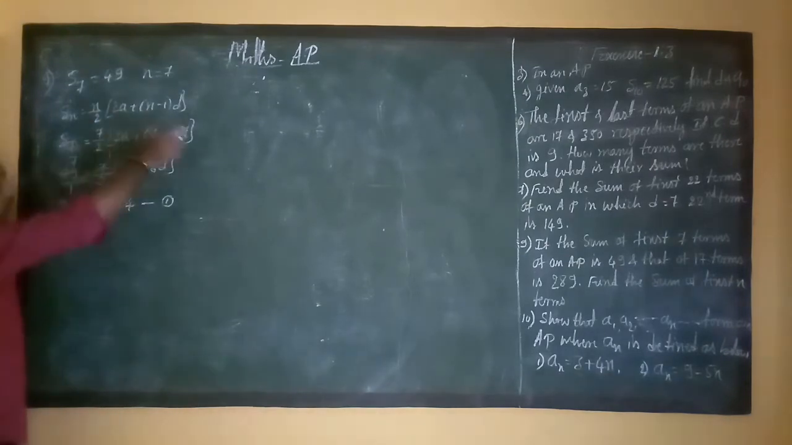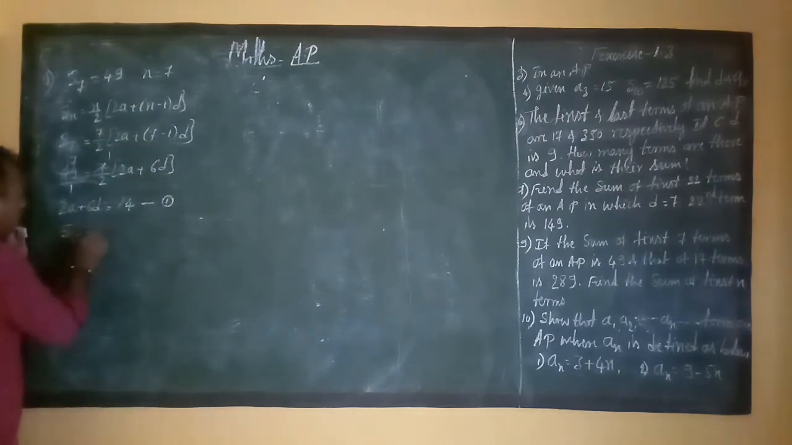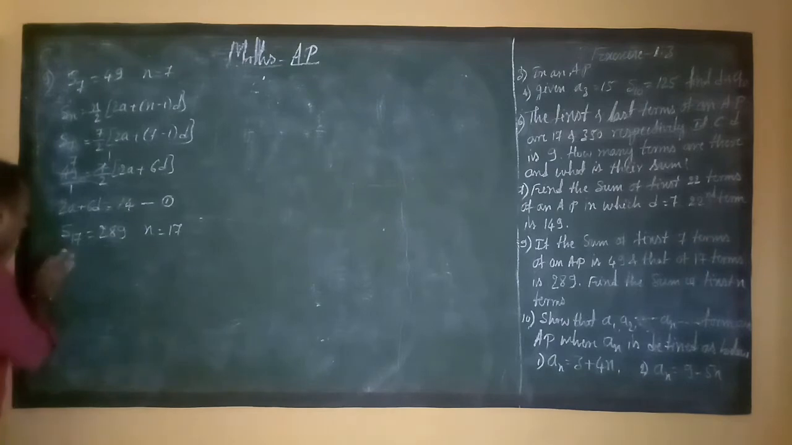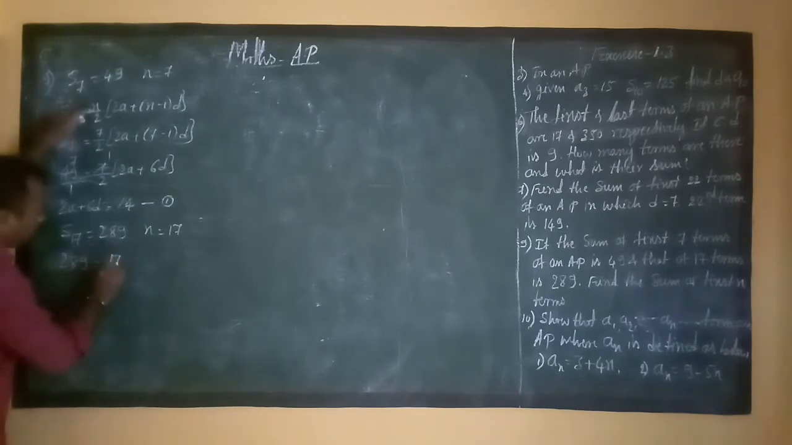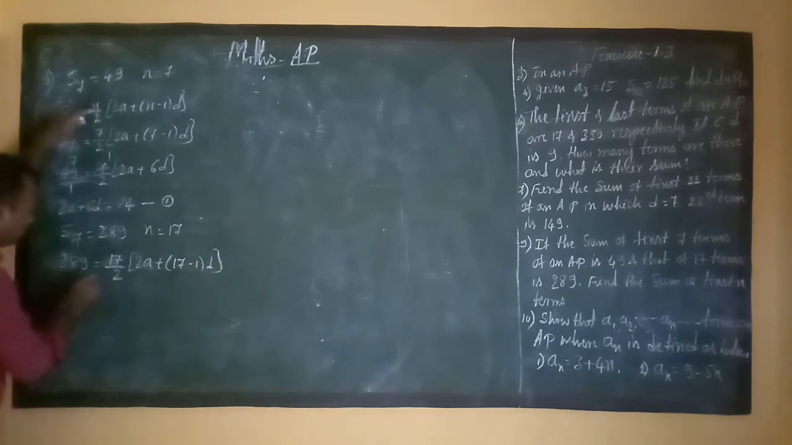Next, the second given, S17. So S17 is equal to 289. So n is equal to 17 here. Yes, students, S17 can be written as 289 is equal to n by 2, the same formula, 17 by 2 into 2a plus n minus 1 into d, which means 17 minus 1 into d. Next, 289, 17 you have to divide it. 17 ones are 17, 17 sevens are 119.